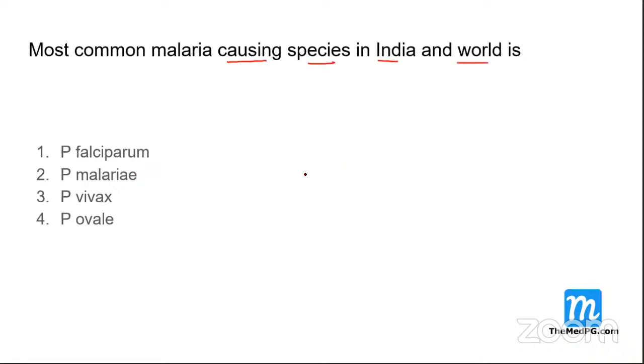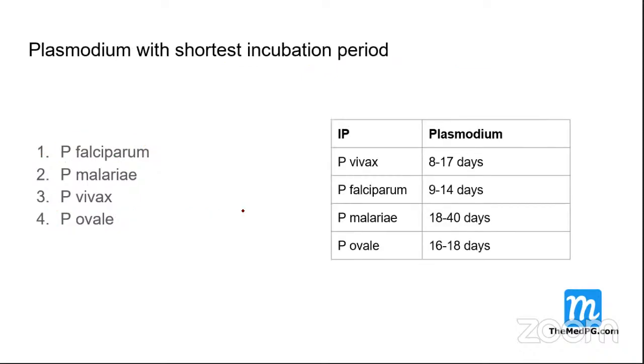Next. Most common malaria causing species in India and world. Falciparum. Yes, very good. So in India and also in the world, the most common malaria causing species is falciparum. And the least common is what? If they ask the question, the least common is ovale. So this point you have to remember.